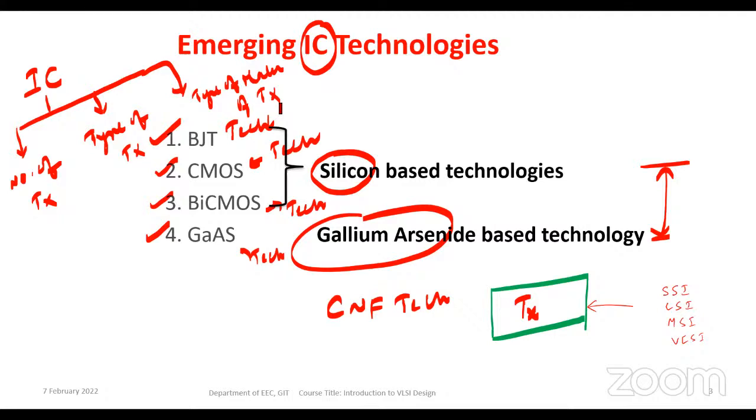Integrated circuits are classified into different types based on the number of transistors in an IC, what type of transistors we are using in an IC, and what type of material we are using for a transistor. So based on that also we can classify ICs.